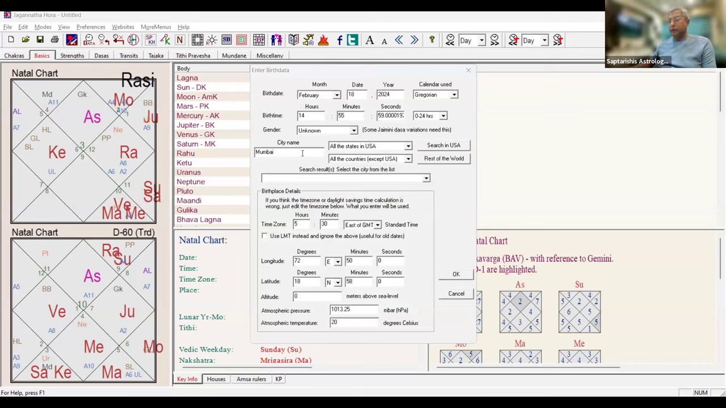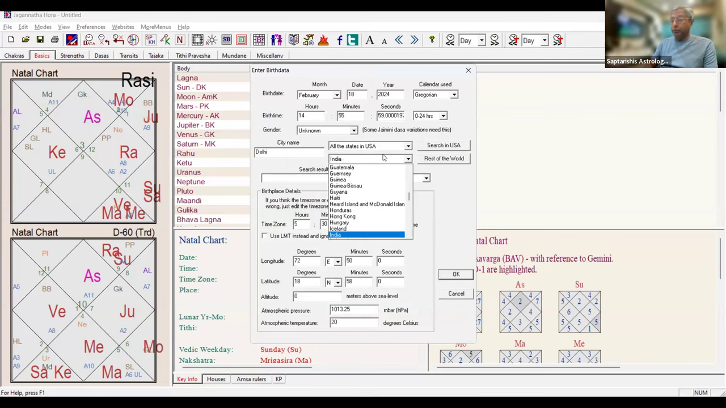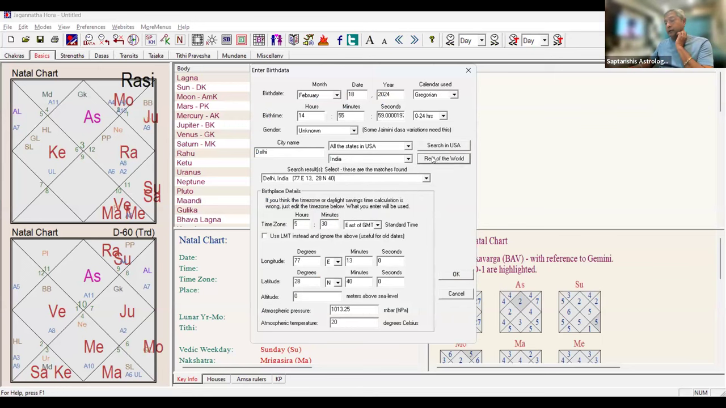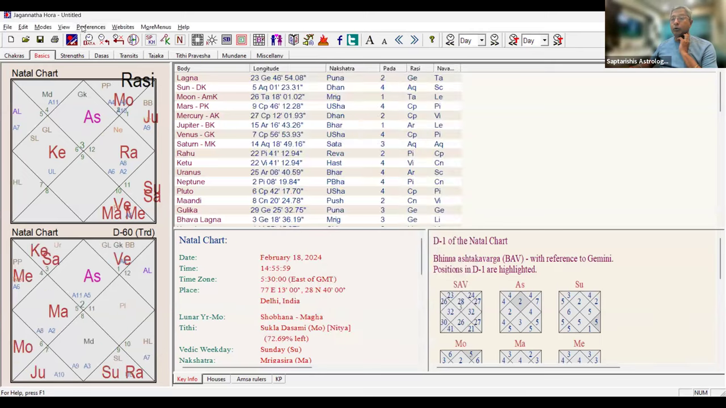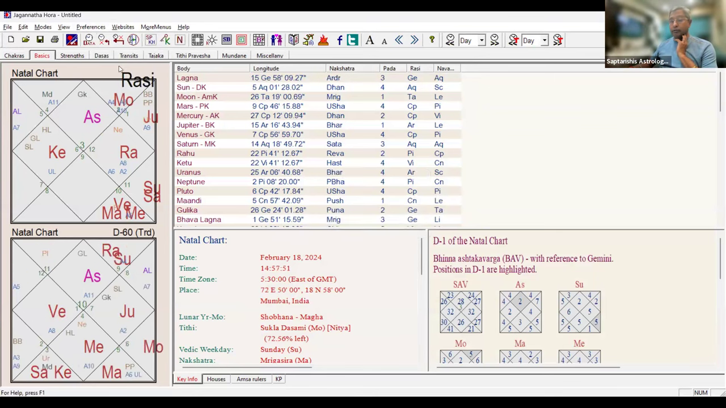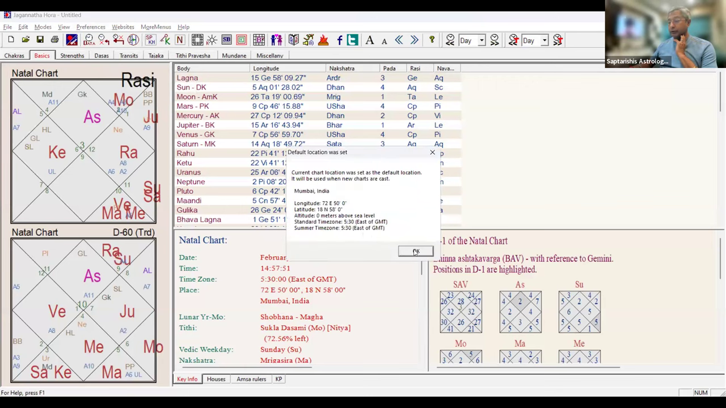Okay. So suppose I selected here, I'm based in Delhi. So where the astrologer is placed, you all put it. Says Delhi, rest of the world. Click OK. And then go to preferences and save preferences. Or rather, set current location as default. Since I'm based in Bombay, I would put it, set current location as default.